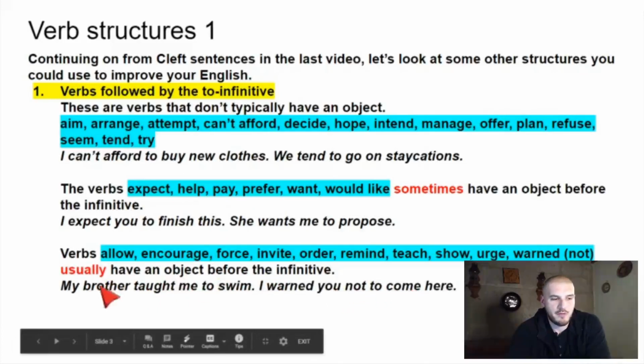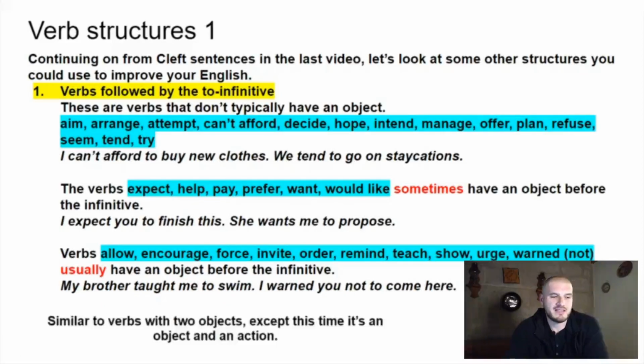So obviously you can say my brother teaches math or my brother teaches science. But if we're talking about another verb, so taught to swim, you're going to have to put the object first. So my sister teaches me math, right? I warned you not to come, okay? In that sense, these last ones are similar to verbs with two objects, do you remember? But this time it's an object and an action, okay? So teach me math is a verb with two objects. This time it's teach me to do something.